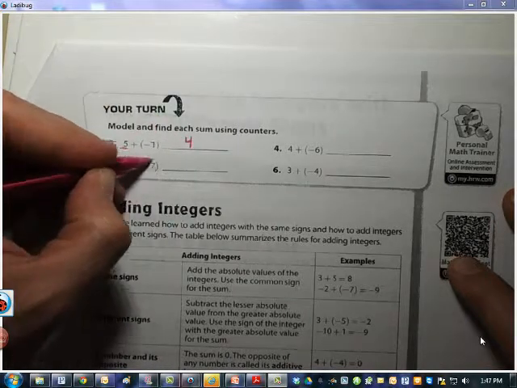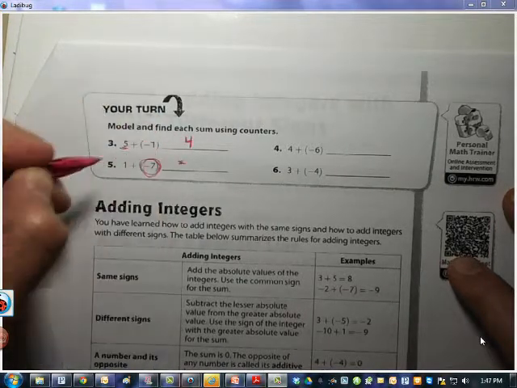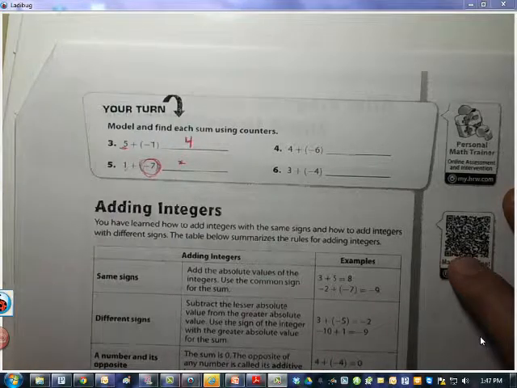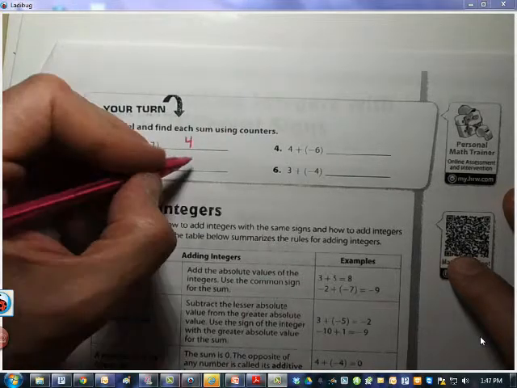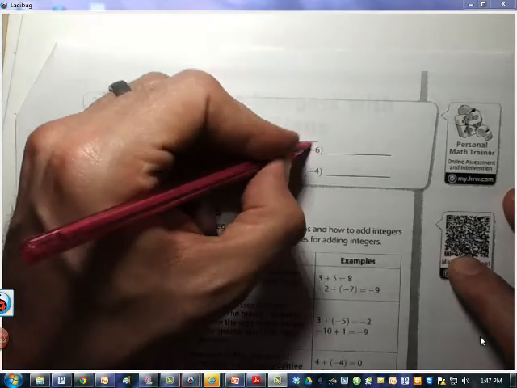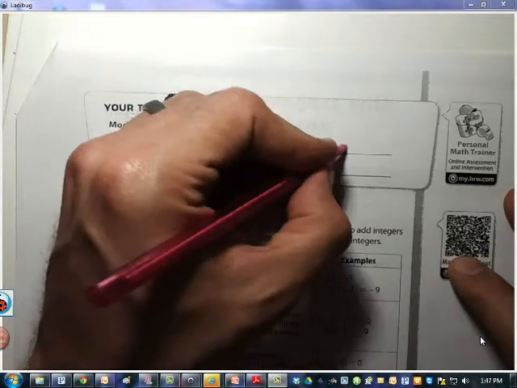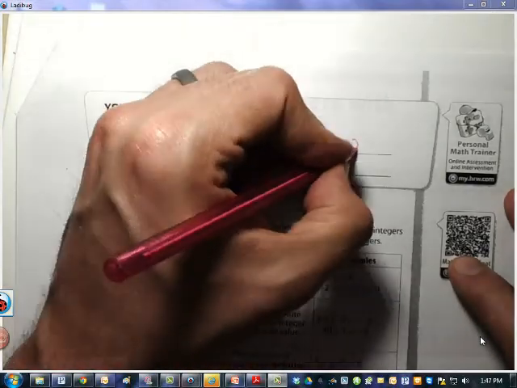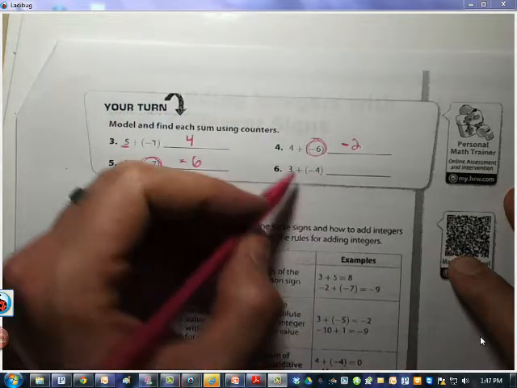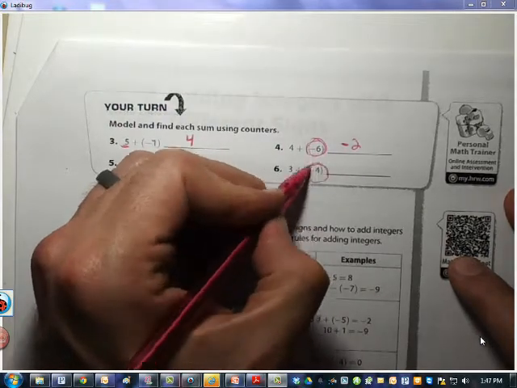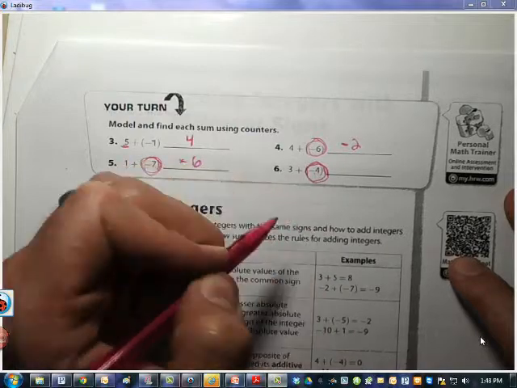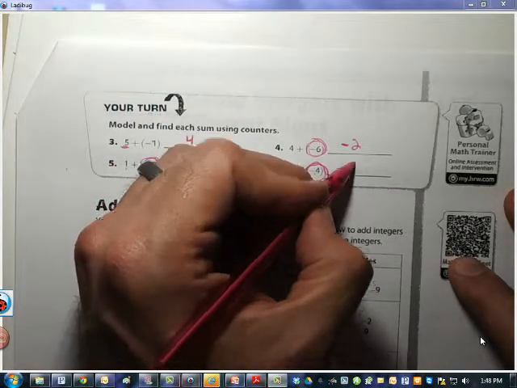All right, bigger number here is negative, so my answer is going to be negative 1 plus the difference between 1 and 7 is 6. The bigger number here is negative, so my answer is going to be negative. The difference between 6 and 4 is 2. All right, different signs. That's bigger number, so the difference between the two is 1, so it's negative 1.